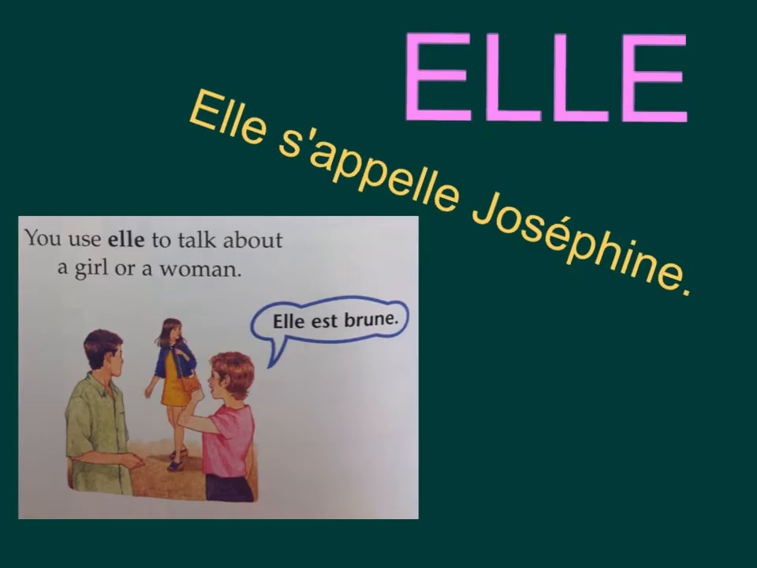Okay, so next we have elle, and elle refers to a girl or a woman. So you can see in the picture here, we have two people here, they're talking to each other, but they're talking about this woman over here. They're saying, elle est brune. She's a brunette. Elle est brune. And we've seen this before in elle s'appelle.